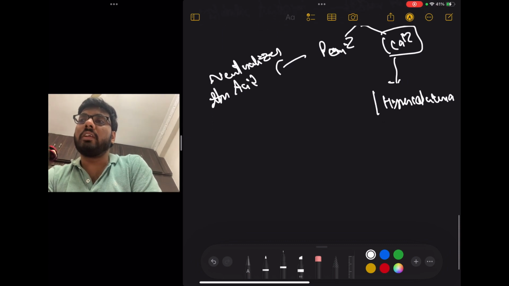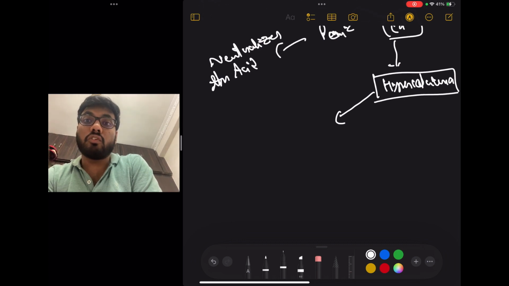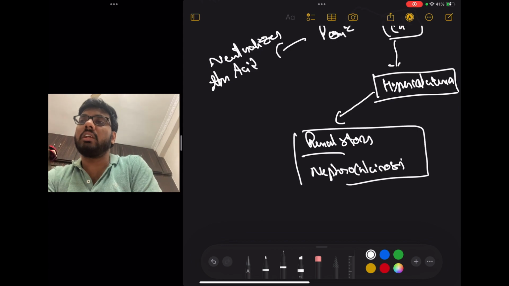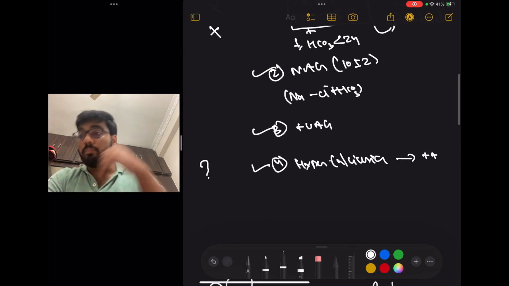Okay. Whenever the patient is having hypercalciuria, what will happen to the kidneys? There will be increased risk of formation of what? Renal stones. There will be increased risk of formation of renal stones, and there will be increased risk of nephrocalcinosis. Okay. So that is the reason.